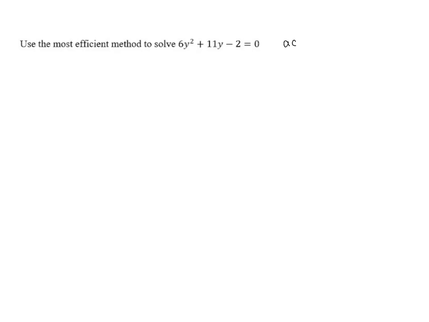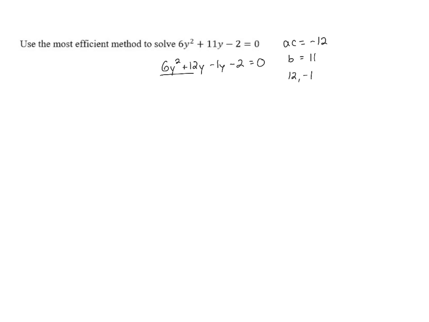In this case, a times c is 6 times negative 2, which is negative 12, and b is 11. So we need two numbers that have a product of negative 12 and a sum of 11. Those numbers are 12 and negative 1. So we use those to split that middle term. This gives us 6y squared plus 12y minus 1y minus 2 equals 0.